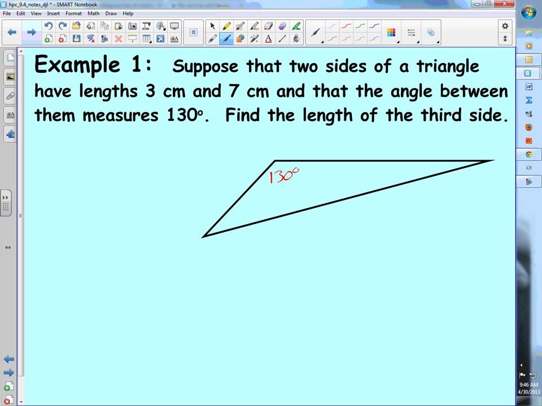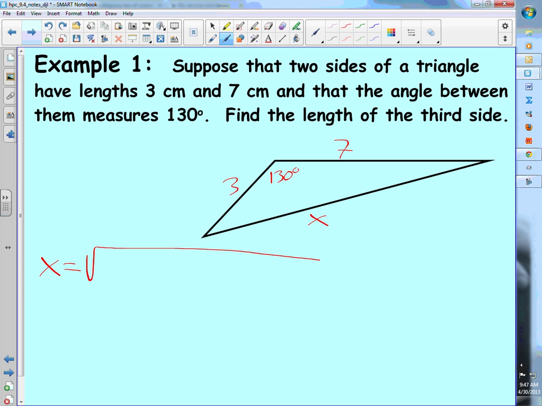Two sides of the triangle have 3 and 7, and the angle in between. So this is 3, this is 7. Find the length of the third side. We can call this x. If you want to label the triangle with vertices, you can, but they didn't give them to you. It's not necessary. What did they give you? Side, angle, side. That determines which version of law of cosines you should have. We're looking for x, so we should be doing law of cosines, the first one.